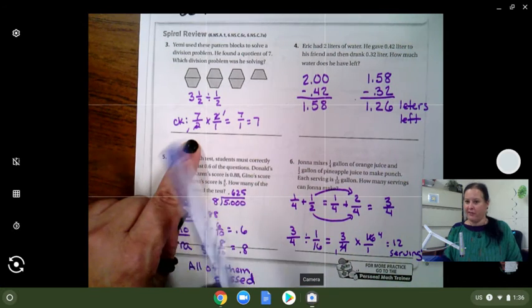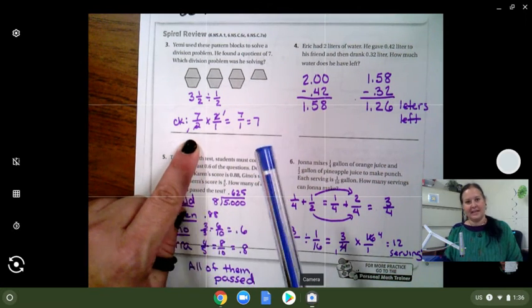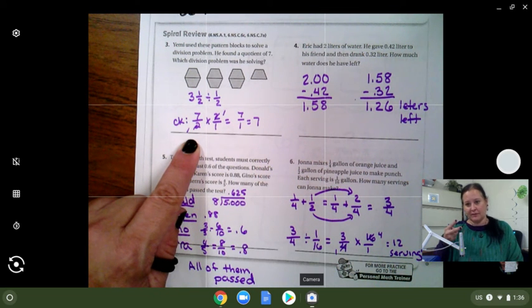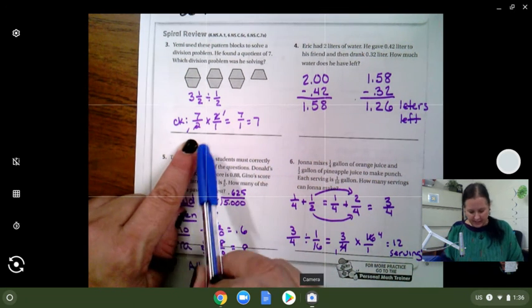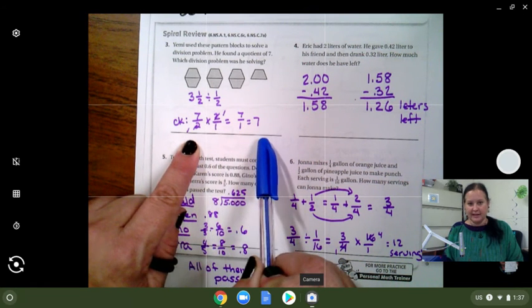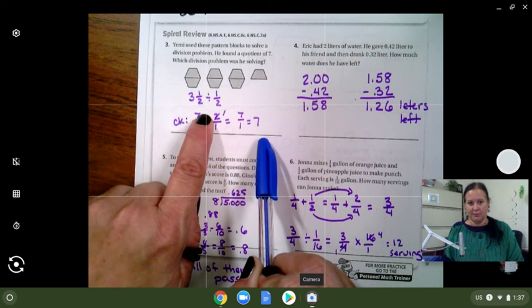So dividing fractions is easy as pie. Flip the second and multiply, or take that reciprocal. Remember, reciprocal means to flip your fraction. And so we simplify first, and I do get 7 over 1, which is 7 wholes. So this would be the division problem that he was doing.